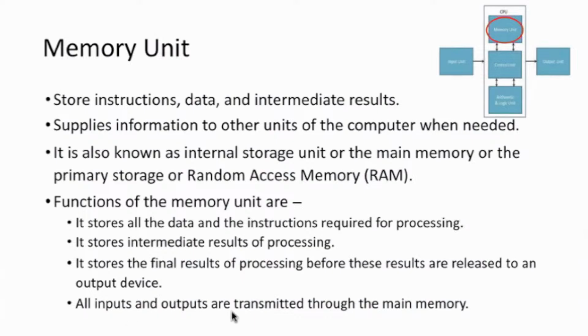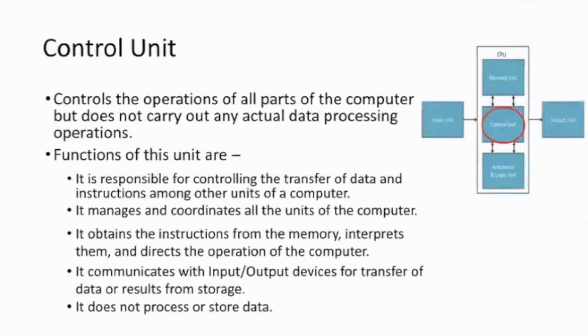Then all inputs and outputs are transmitted through the main memory. Main memory means RAM. All the inputs and outputs are transmitted through the RAM. So RAM saves all the inputs and outputs as long as power is there. Okay, that's the meaning. Then let's move on to the control unit.